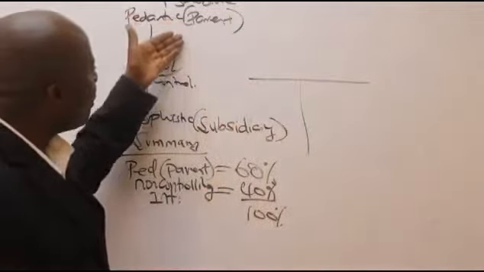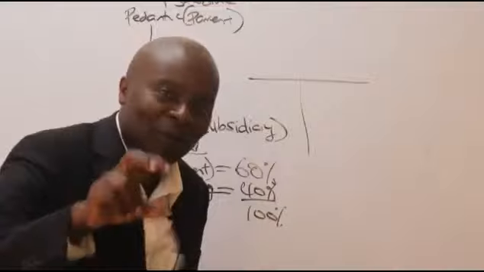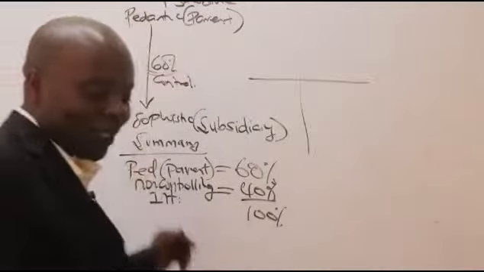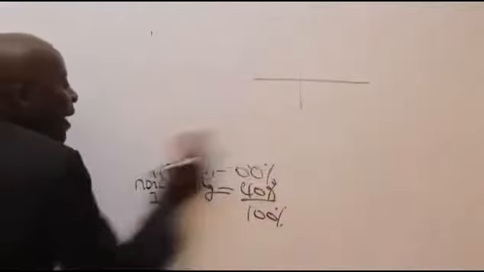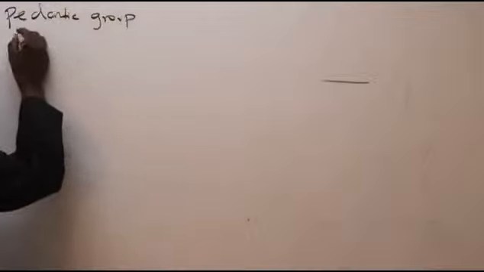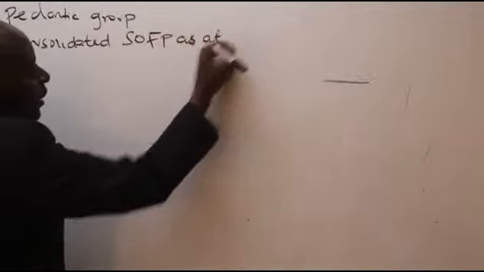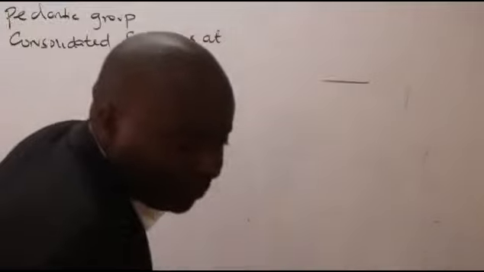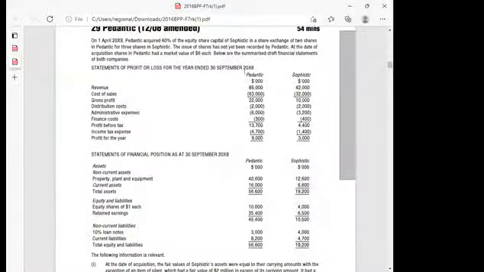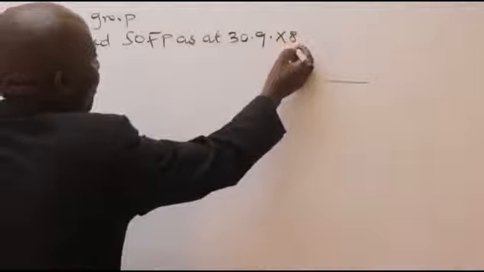After you have established how the group structure looks, a good student knows that if the examiner needs you to do a consolidated statement of financial position, that will be the next thing. So please mention the name of the company. The name of the company is Pedantic. So we have Pedantic Group, consolidated statement of financial position as at 30th September X8, and you underline it like that.